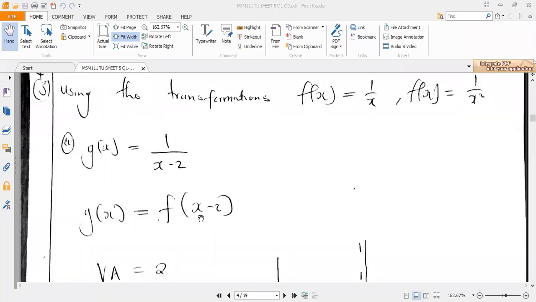Okay. So when you notice that we're using this transformation here, right? Okay, you can mute your mics, please.